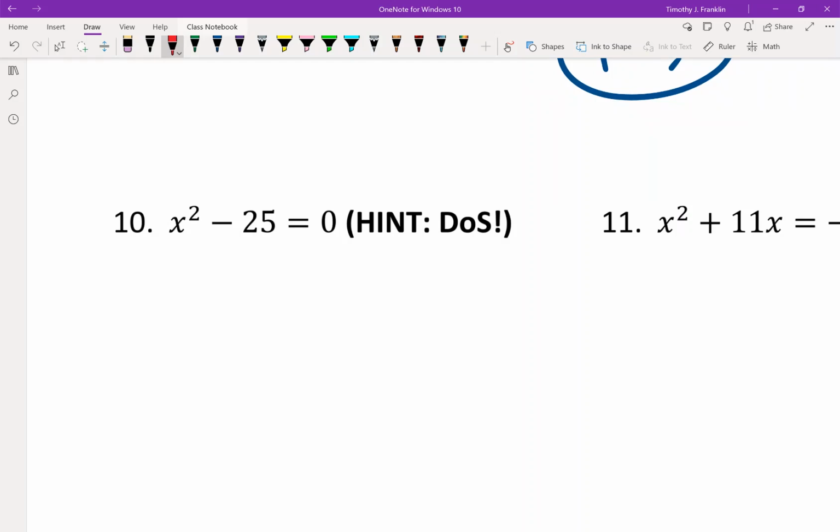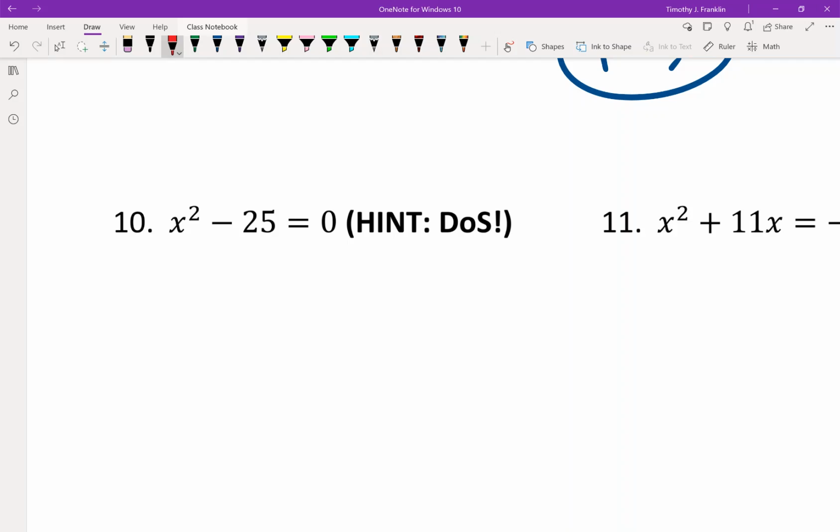Now, for this particular problem, it might be easier to solve this one using square roots, just like we saw in the previous notes. You could add 25 to both sides and then take the square root. But since we're factoring for these notes, we'll go ahead and do that, even though we might choose to use a different method if we were just presented with this problem. But for these notes, we'll focus on factoring.